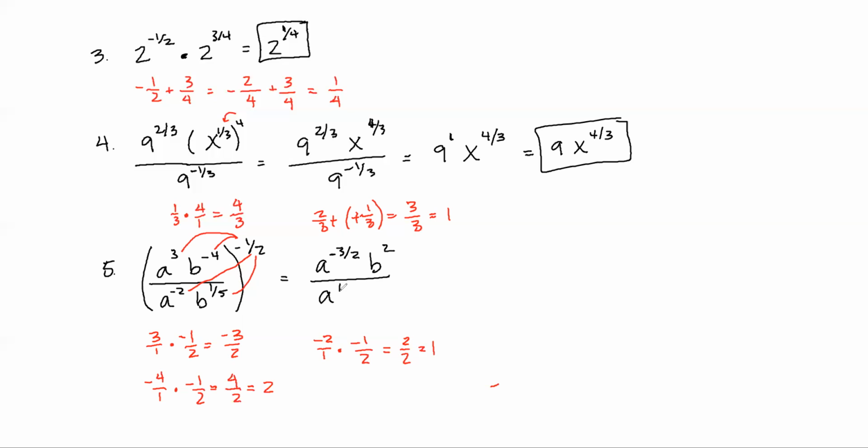And then lastly, we're going to have a 1/5 on that last b times negative 1 over 2. So we get negative 1 over 10. So b to the negative 1/10. That's kind of the one ugly one there.